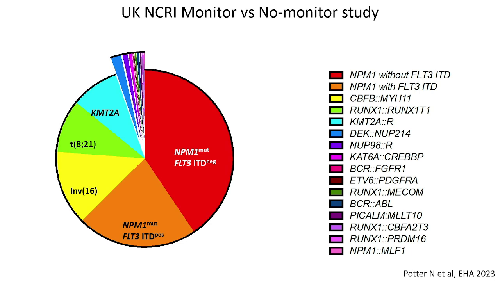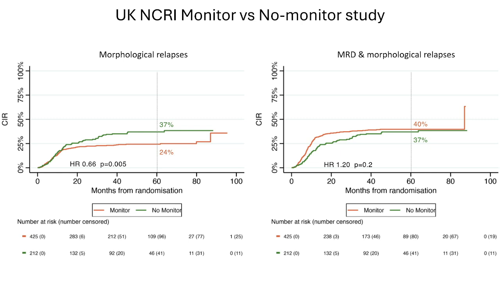So these are the molecular markers that were identified in this study. You can see that the most popular one was NPM1, as expected. And this was divided for the purpose of the analysis into patients with and without FLT3 ITD. There was also, as expected, a significant proportion of patients called binding factor leukemias. And unlike the FILO study, we've also monitored patients with KMT2A and other rare fusion transcripts.